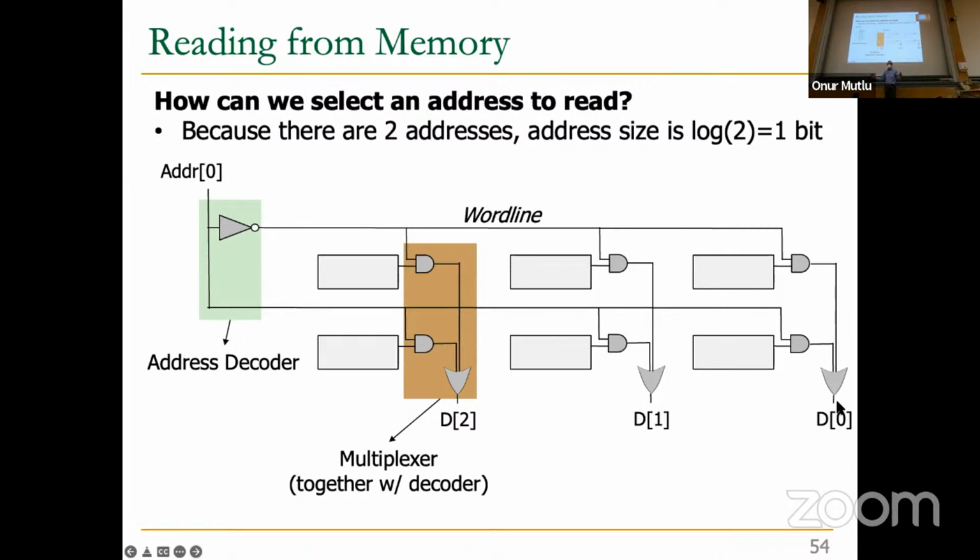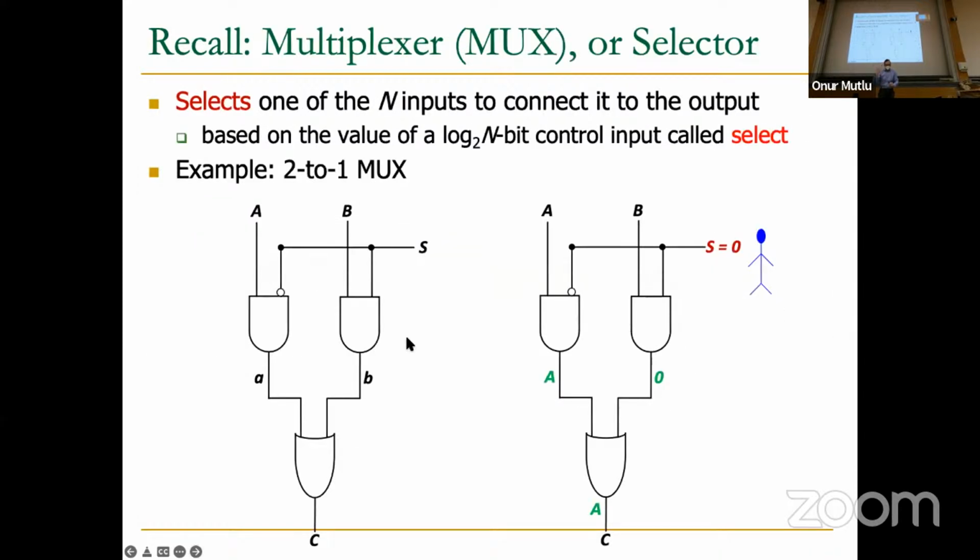Again, this is complete logic. We've already seen the decoder and multiplexer. The multiplexer may not look like a multiplexer, because a multiplexer is really this. The select line is coming from here. The select line is the address line, and the data lines are this. So just to jog your memory, this is how a multiplexer exactly works.